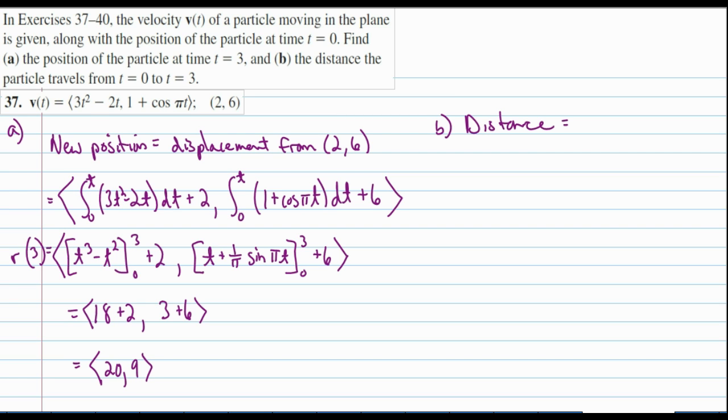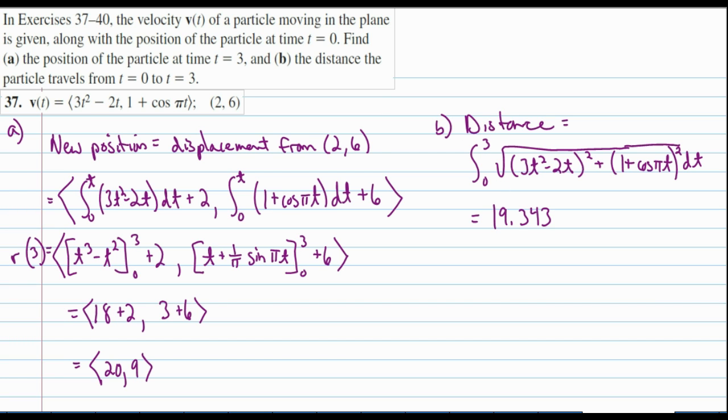Part B, the distance the particle traveled. Well, that's going to be the arc length formula, so I use the horizontal parameter and vertical parameter from 0 to 3, and I get 19.343 units.